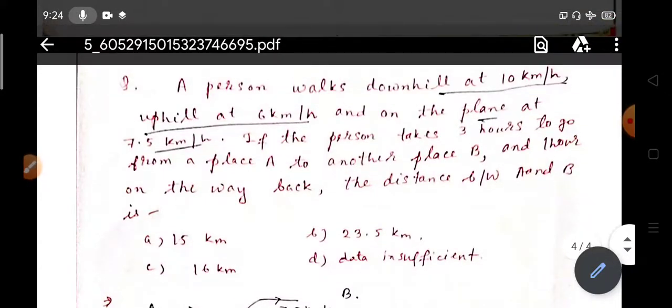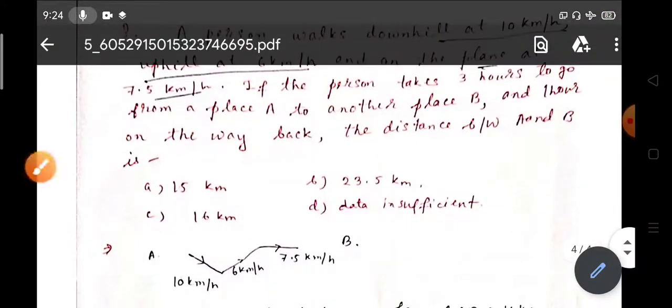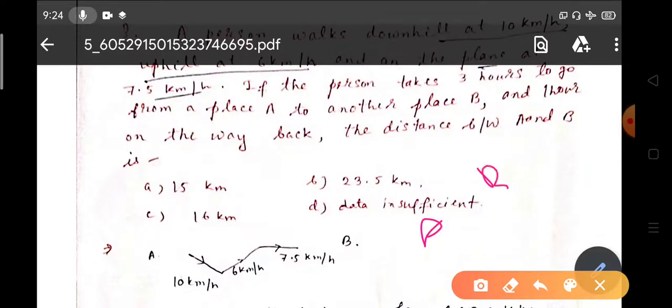Friends, this is the trick: suppose this is A to B, you are going uphill, plane, downhill, plane, uphill. So on returning from B to A, the uphill path becomes the downhill path, the plane will be plane, and the downhill path will become the uphill path.